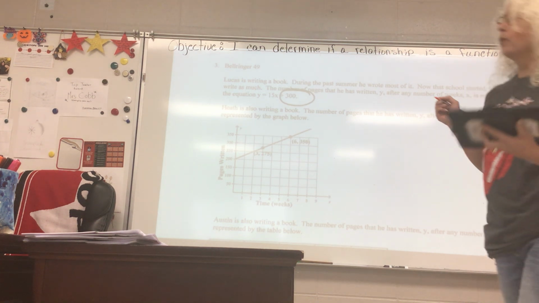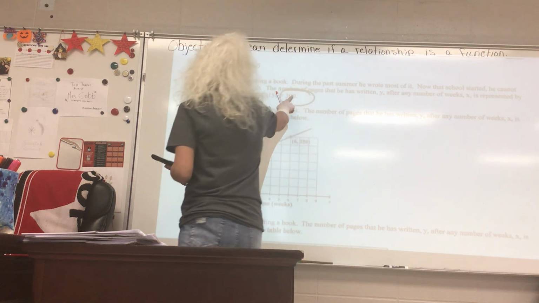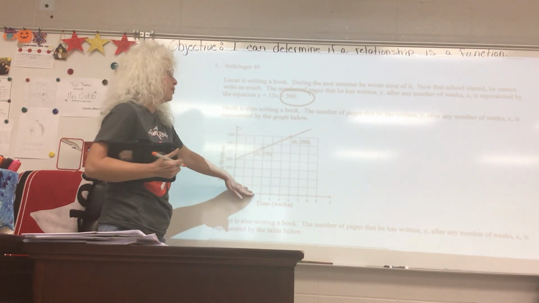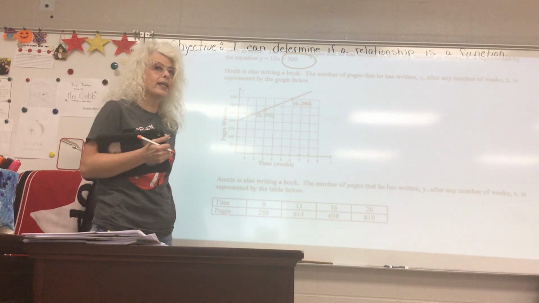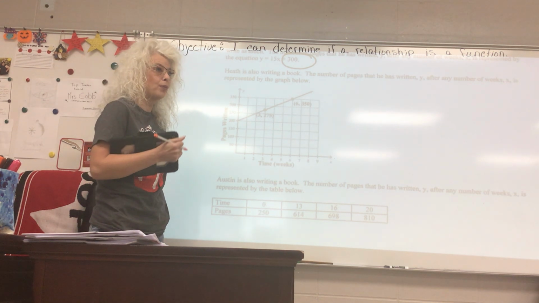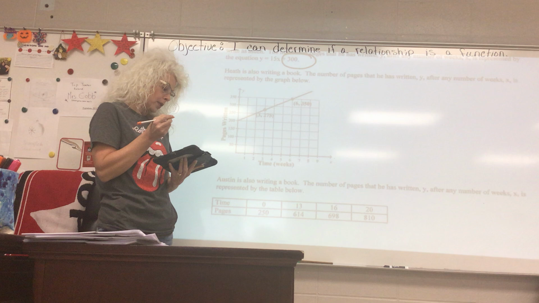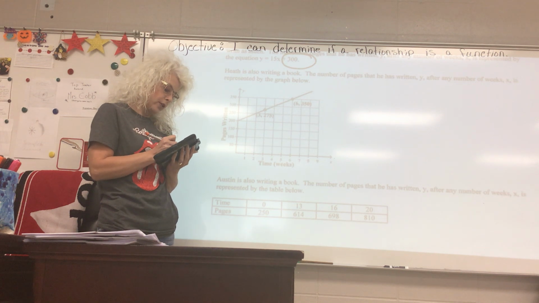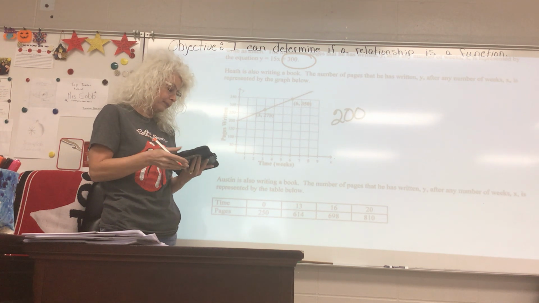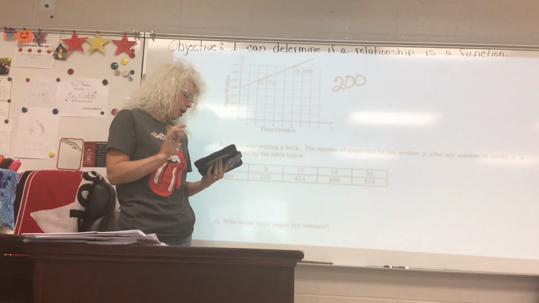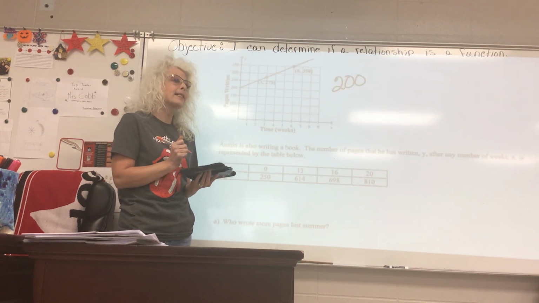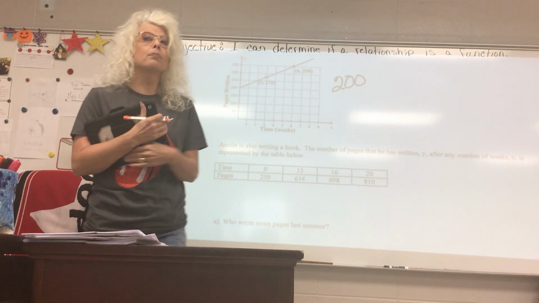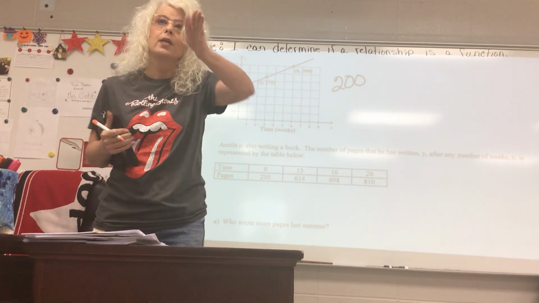So now that was for Lucas. The graph is for Heath. How many pages had he started out with writing? What was his y-intercept? 200, so I'm gonna write 200 down so I can remember it. And then Austin, what is his starting point? 250, and normally our tables go up and down.